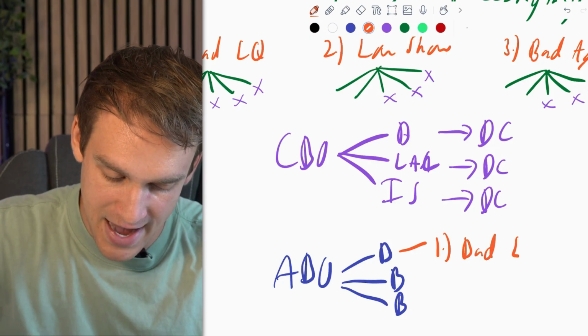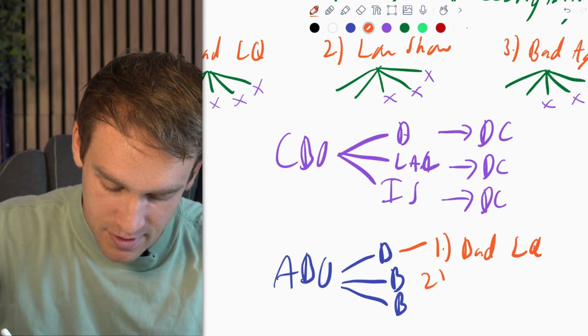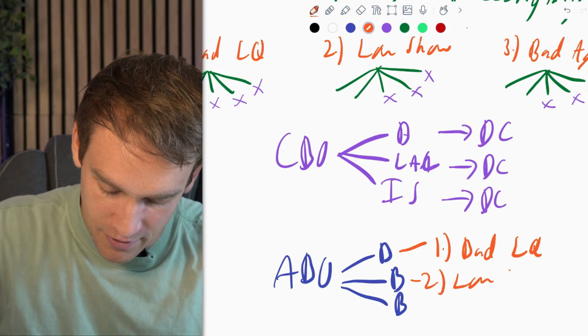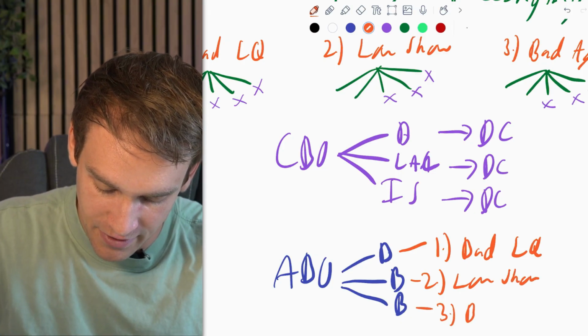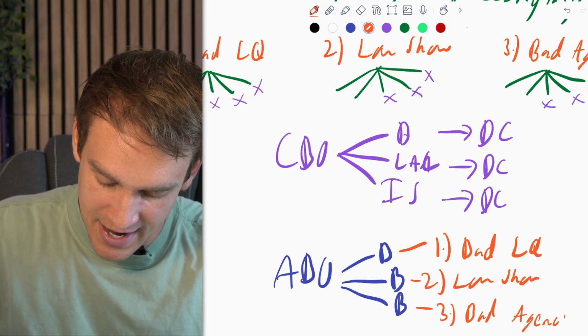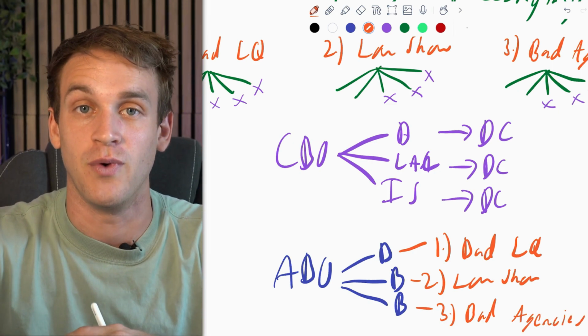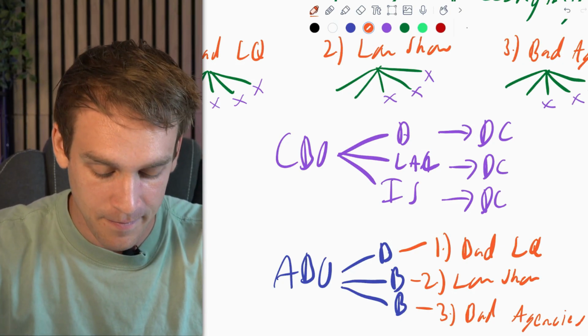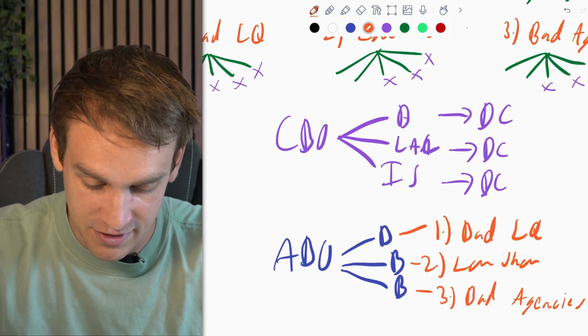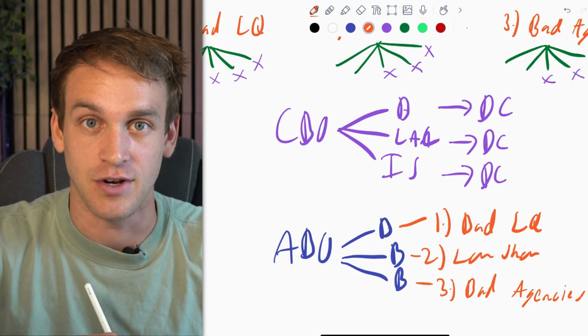And this will be all of the bad lead quality ads. This one here will be all of the low show rate ads. And this one in here will be all of the bad agencies ads. And you essentially just see which one wins at that point, which one gets the most spend, the best cost per result, all that stuff. Again, not going to go deep into creative testing in this video, but that's another strategy that you can do.